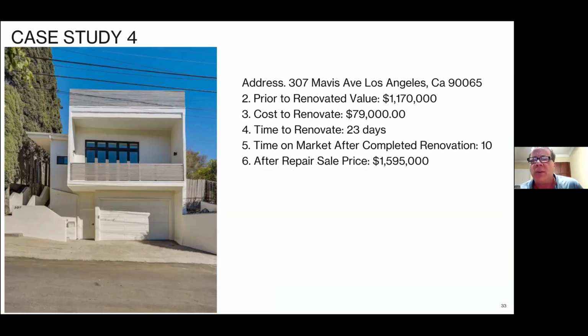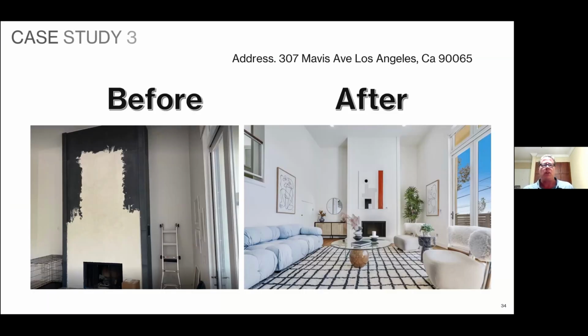Case study number 4, 307 Mavis Avenue in Los Angeles. Cost to renovate was $79,000. Time to renovate was 23 days. Time on market after complete renovation was 10 days. And the after repair sales price was $1,595,000.